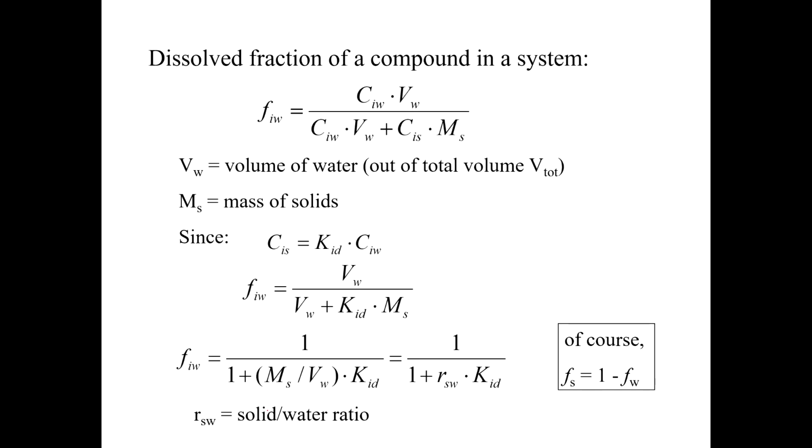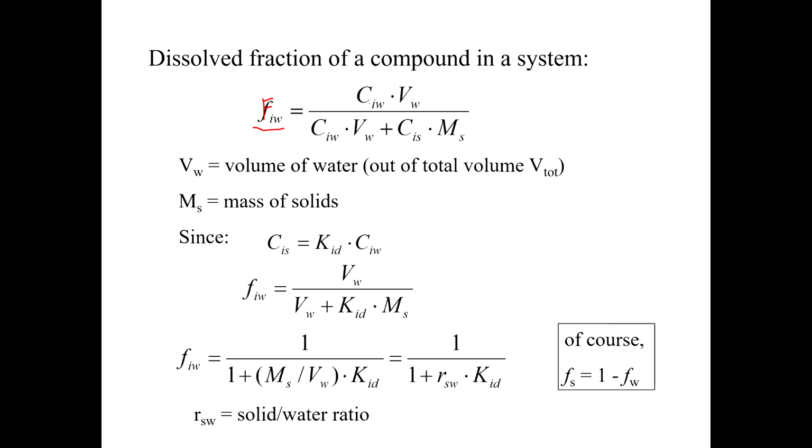How do we use these concepts in the real world to talk about things like the fraction of a chemical in a system that is going to be in the dissolved phase? So we could call this F sub W, right? I probably shouldn't use the little f because it confuses you with fugacity. I should use a capital F, but whatever. Capital F. It's all good, right? We're all friends here.